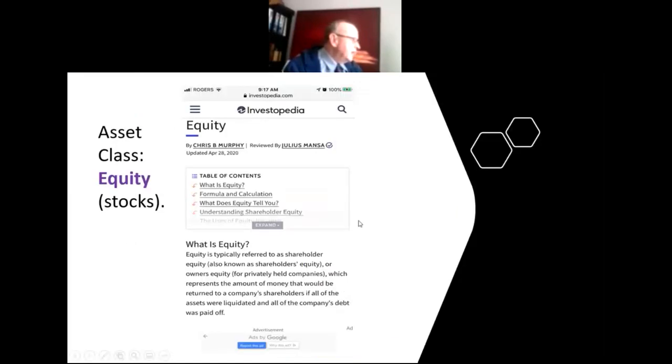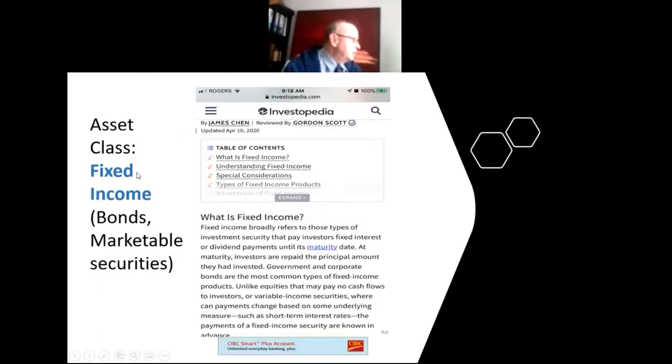So then we got into different asset classes. One is equity, which is stock market. Equity means ownership in stocks. Bonds, fixed income, bonds and marketable securities. These exist if a company or a government wants to raise money for research and development, they will issue a bond.